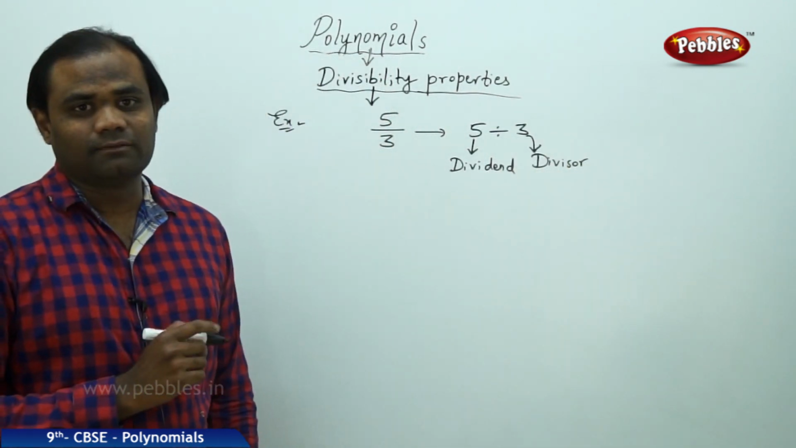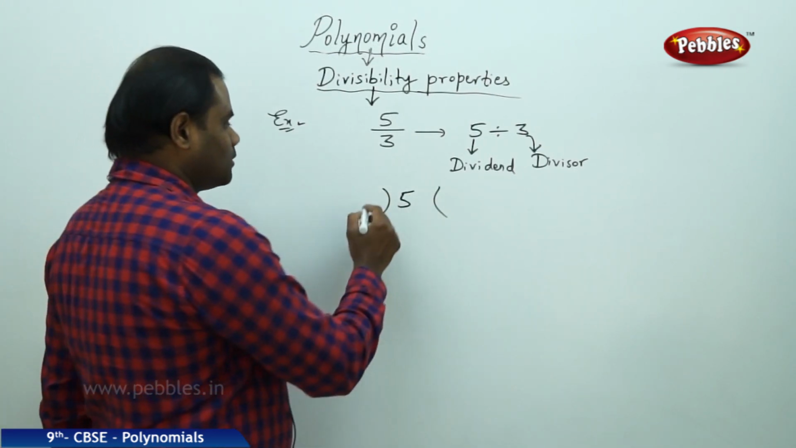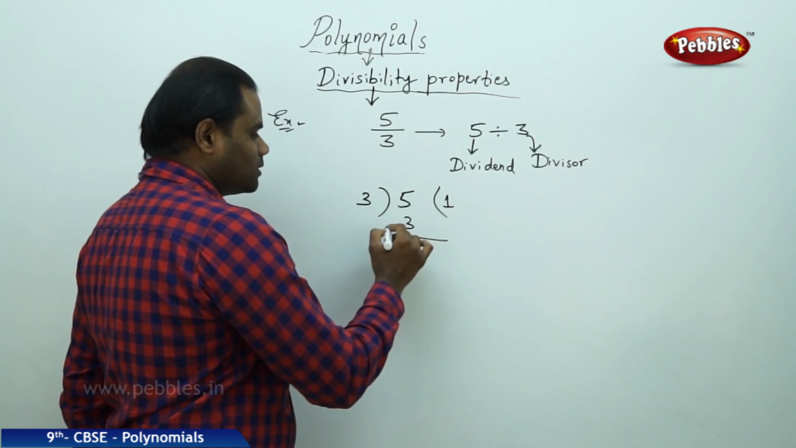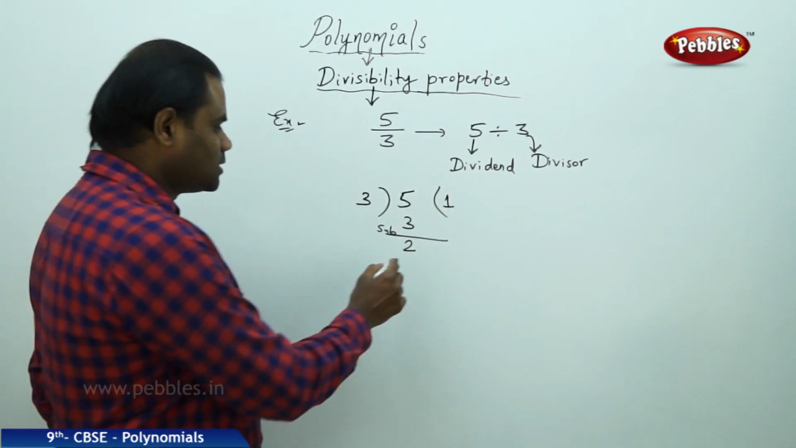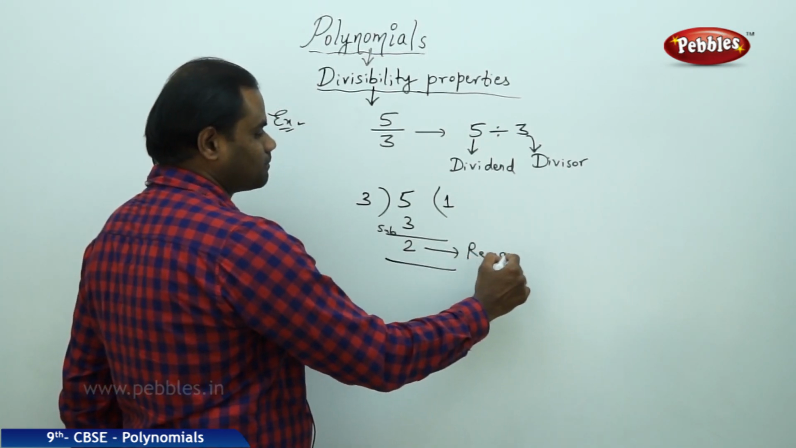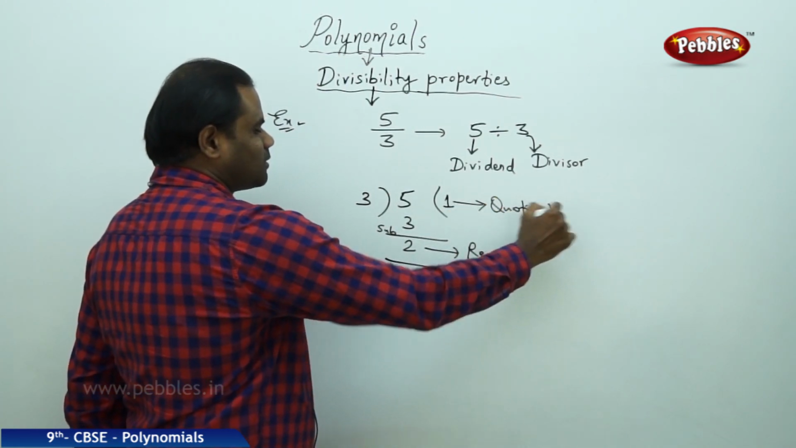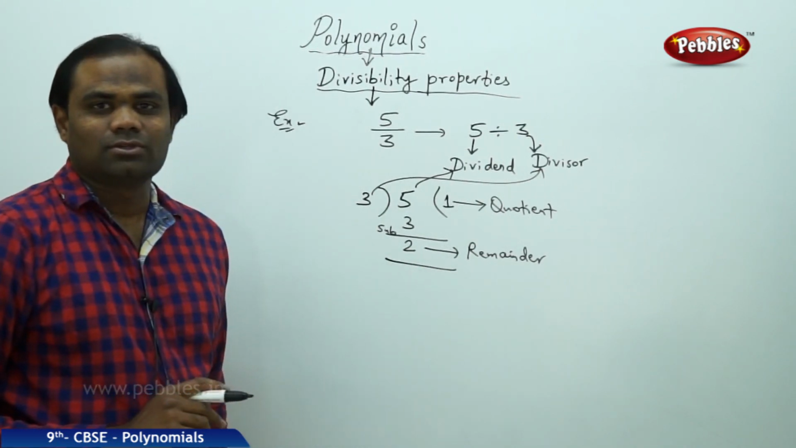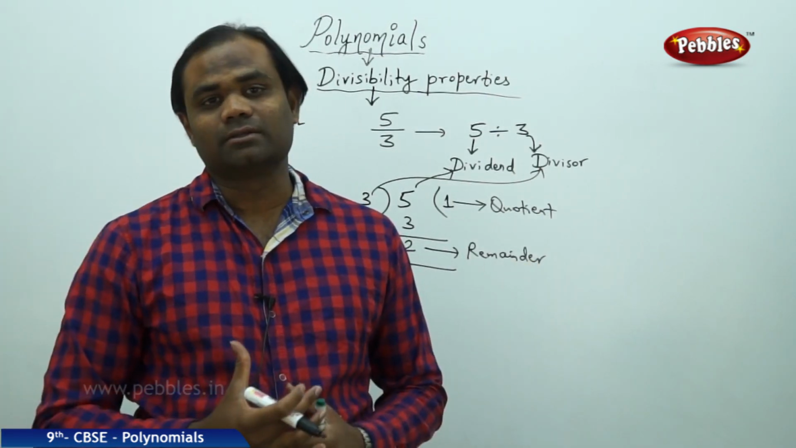Now, we have learnt in the lower classes the method of division, wherein 5 divided by 3 is written out here, and then 3 ones are 3, which on subtraction gives me 5 minus 3, which is 2. This cannot be further simplified because this number is less than 3. So we halt here and we call this the remainder. And this is given by a specific name called the quotient. And 5 is called the dividend and 3 is called the divisor. So the remainder, the quotient, the divisor and the dividend play a vital role in getting connected to each other.